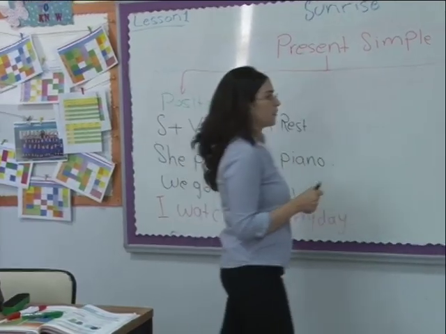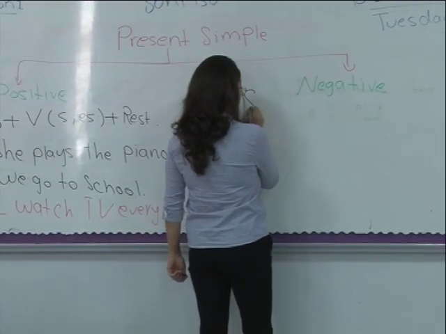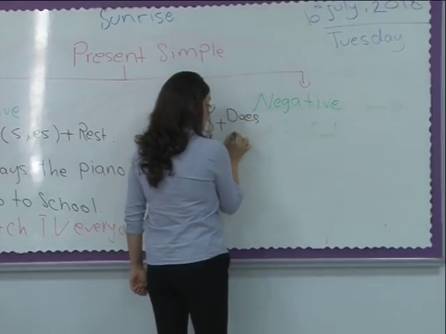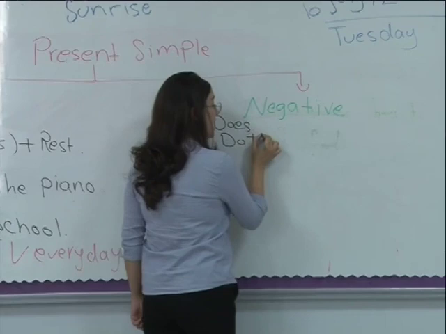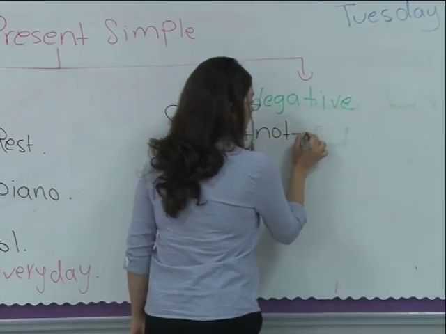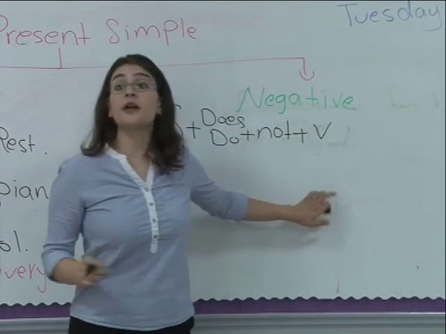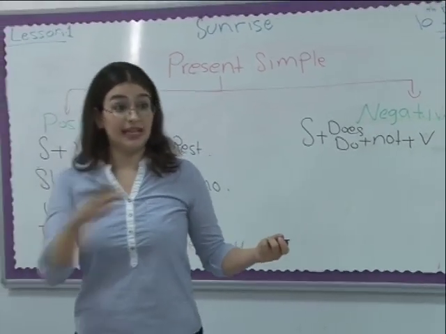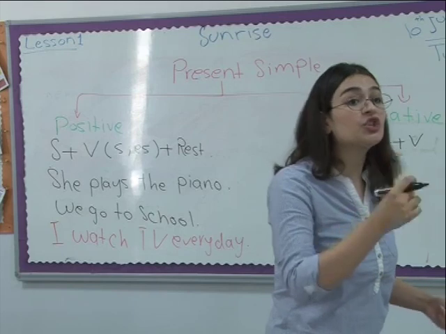So what is the rule for negative? We have a subject, of course, and we have does or do. Exactly, and then we have not, and then we have the verb. But the verb should be what? Come on, let me see your hands up. What should the verb be? Base. It should be base.